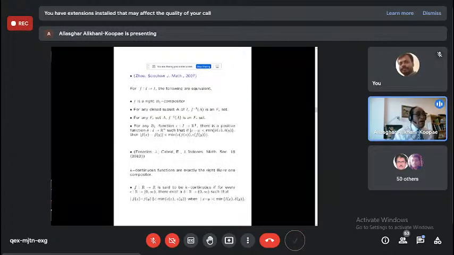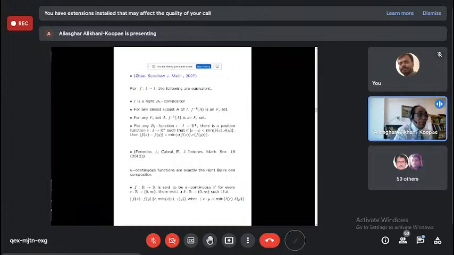The right compositor: Zhao and Susha, in the Journal of Math in 2007, bring these three things. That f is a B1 compositor, and for any closed subset A of the interval I, f inverse of A is an F sigma set, and for any F sigma set A, f inverse of A is an F sigma set. Going from 2 to 3 is not that difficult. Anyway, at least it gives a characterization of the right B1 compositor.